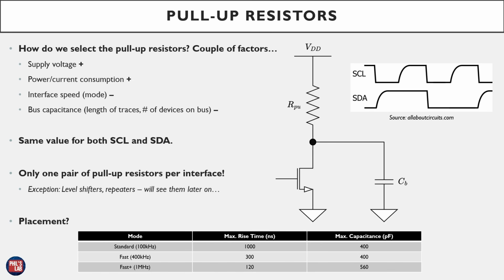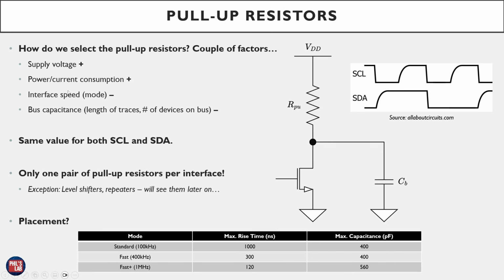First of all, what influences the pull-up resistor value? Well, there's a couple of factors. First of all, the supply voltage. So if we increase the supply voltage, keeping every other parameter constant, typically that will increase the value of the pull-up resistor we want to use. Secondly, the power and current consumption will depend on the pull-up resistor value. So if we increase the pull-up resistor value, typically that will lower the power and current consumption, which might be useful in, for example, battery-powered devices.